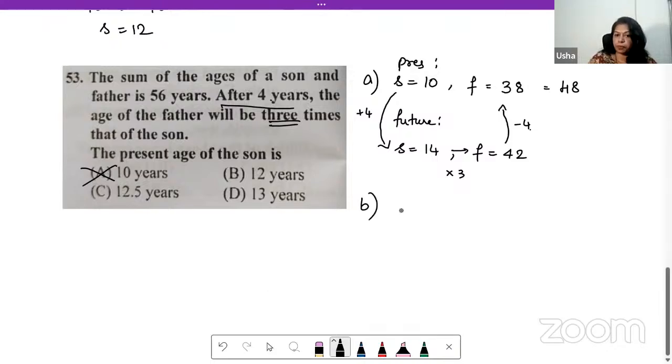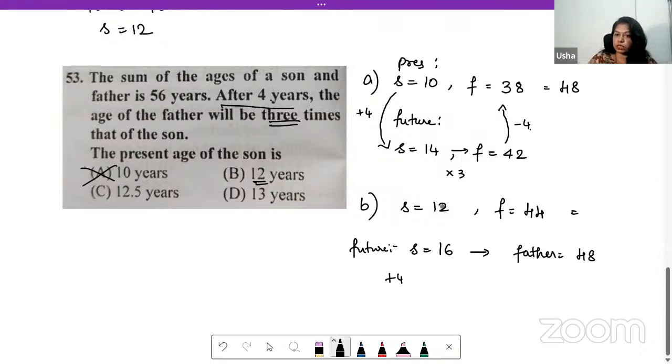Now take option B. The son's present age according to the option is 12. So the son's future age is going to be 16 because we have to add 4. Then the father's age is going to be 3 times this, which is 48. According to this, the father's present age will be 4 less, which is 44. And the total is 44 plus 12, which is 56. All the data is correct according to the given answer. So this is how you solve from the option.